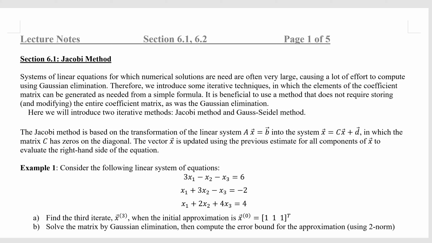So here we will introduce two iterative methods, Jacobi method and the Gauss-Seidel method. The Jacobi method is based on the transformation of the linear system Ax equals b into the system x equals Cx plus d, in which the matrix C has zeros on the diagonal, and the vector x is updated using the previous estimate for all components of x to evaluate the right-hand side of the equation.